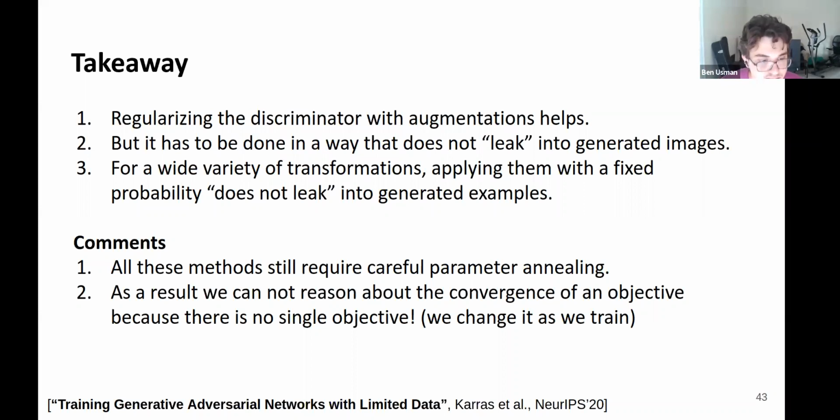Which ends this batch of papers about noise and augmentations. If you wanted to discuss or ask any questions, here would be a good time.